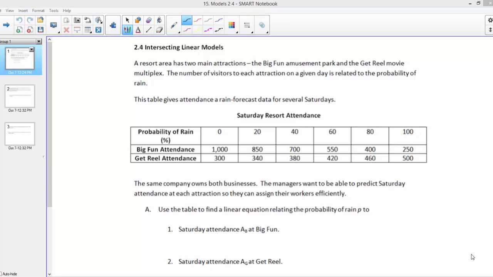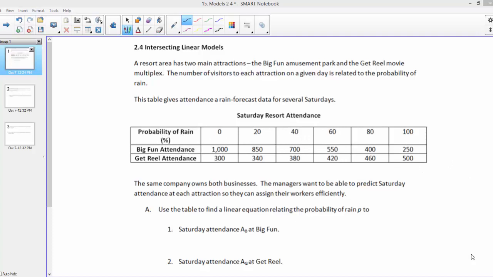And there's a lovely table that you're looking at that has the probability of rain and two different main attractions at a resort. One is called Big Fun Amusement Park, and the other one is called Get Real, a movie place. So as you can see, the more likely it is to rain, the amusement park is going to have less people, and the movie is going to have more people. So we're going to find a linear equation for both of these.